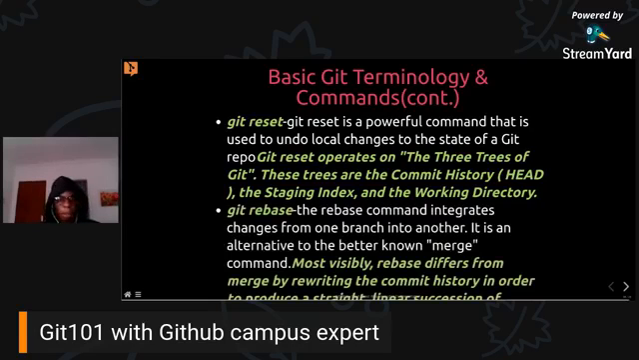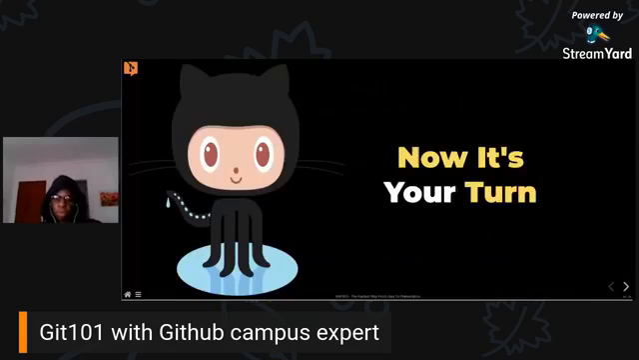And then there's git rebase. The rebase command integrates changes from one branch into another. This is an alternative to the better known merge command. So most visibly, rebase differs from merge by rewriting the commit history in order to produce a straight linear succession.